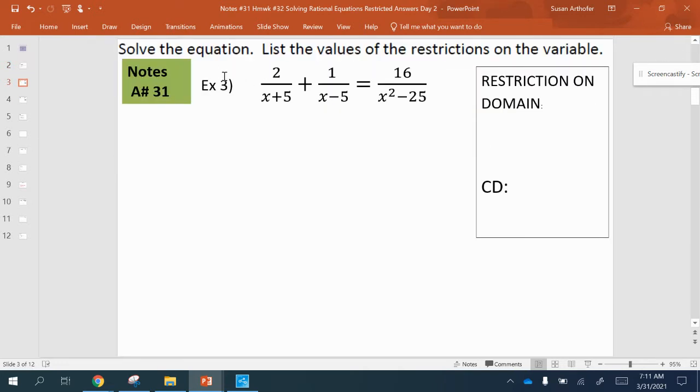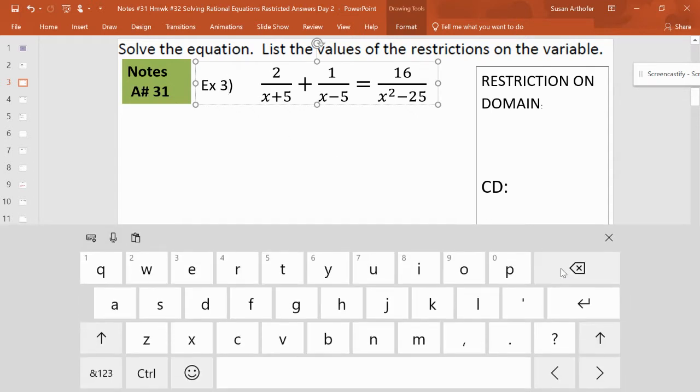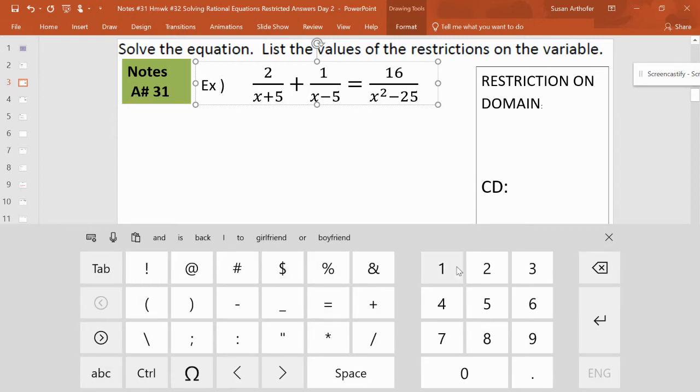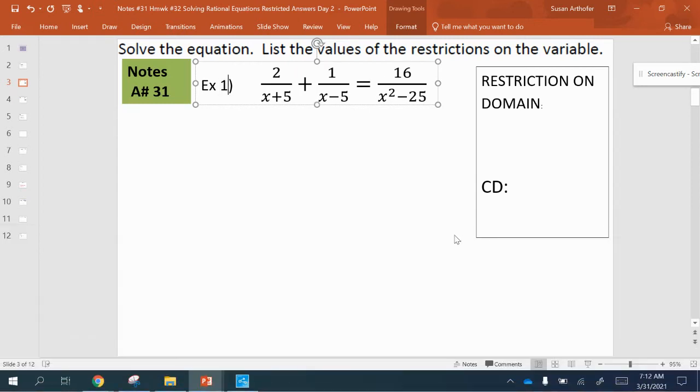So this is your first example. Oops, this should be example number 1. If you could write that down. And off to the side, if you can list a little box that says restriction on the domain and your common denominator. Write down that example, please.